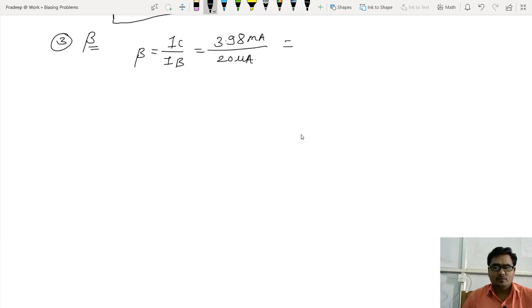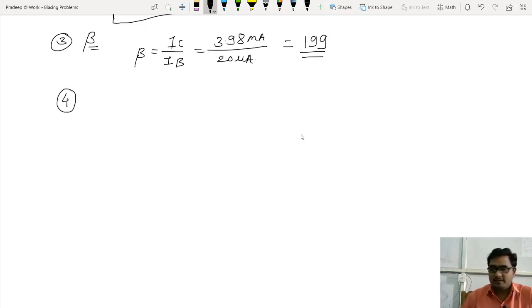So then the value of beta will be 3.98 milli, meaning 10 raised to minus 3, divided by 20 micro, that is 20 multiplied by 10 raised to minus 6. That's all. So I'm getting a value of 199 for beta. What is the unit for beta? Obviously it should not have any unit, is it?